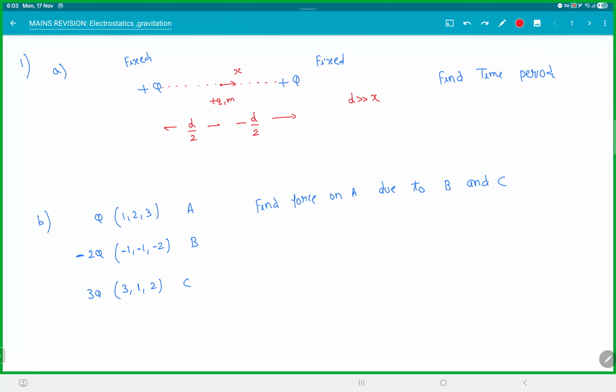I hope the first question is clear. We have two charges plus q and plus q. You kept a charge small q and mass m at the center and you displaced it along the line joining them. Find the time period for small oscillations. And others, do keep your cams on.